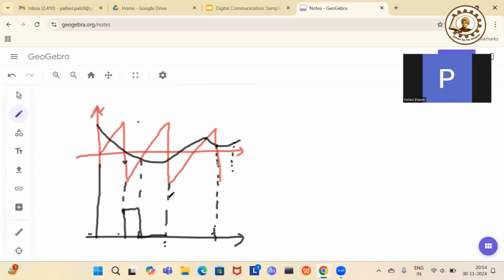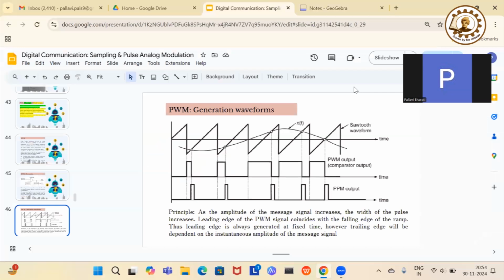Again, you see over here the message is high, so till this point it is going to be high. Again, now you can see the sawtooth is high, so here it is going to be low at this point. Now, let me show you in the slides.